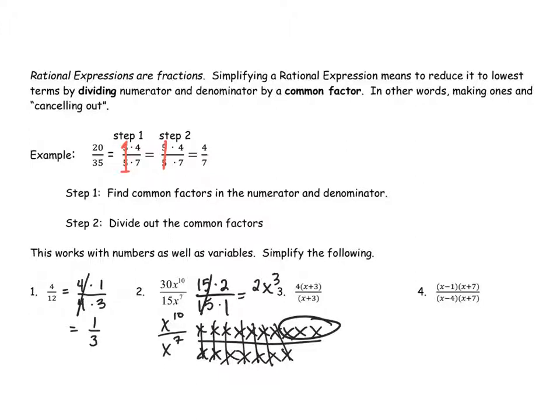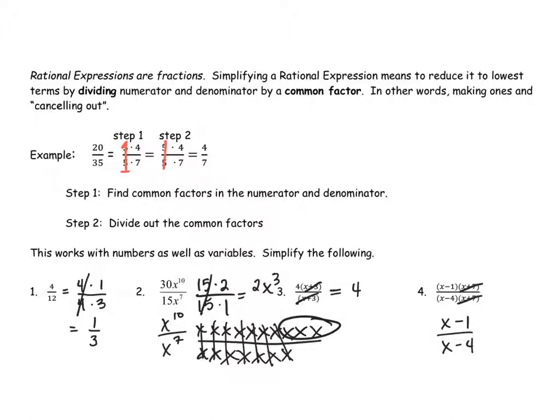So moving on to number 3, we have 4 times x to the third. Remember, this is quantity x to the third, so anytime these are in parentheses, it's like we're multiplying by one big thing. And then we divide by quantity x plus 3. So I'm going to take out those x plus 3's, and all I'm left with is 4. On number 4, x plus 7 can go, and I've got x minus 1 over x minus 4.